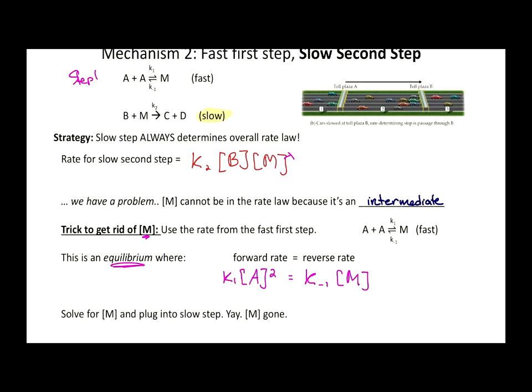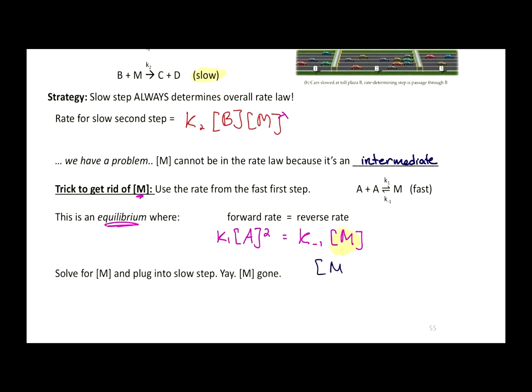Do you see where we're going? Now we have an equation where we can substitute what M is. So just move some junk around. You'll get that the concentration of M is equal to k1 over k negative 1 times A squared. So basically what I did was set the forward rate law equal to the reverse rate law of the fast step, rearrange to isolate the intermediate, and now I'm going to get rid of the intermediate in my original equation. Do you see how all that works? Okay, so yay, I can get rid of M now. So let's plug that in.